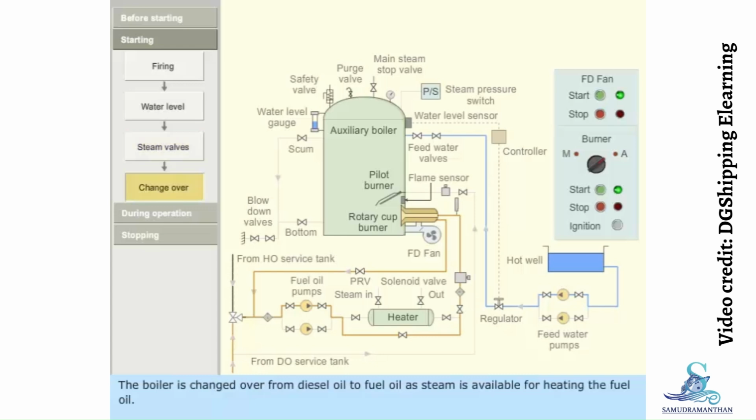The boiler is changed over from diesel oil to fuel oil, as steam is available for heating the fuel oil. Heat the fuel oil service tank to 80 degrees Celsius. Open the heater inlet and outlet valves. Close the heater bypass valve. Open the heater steam valves.